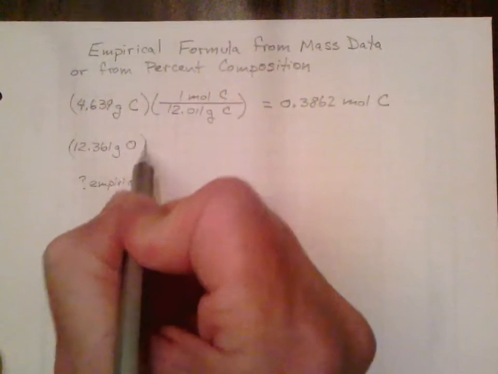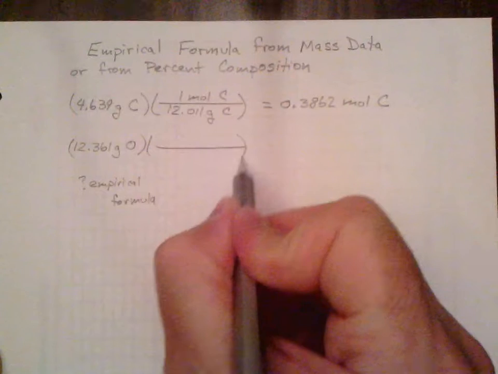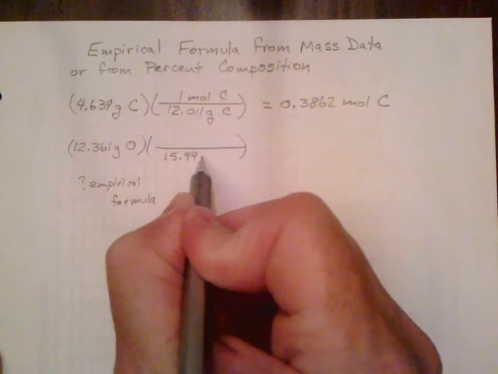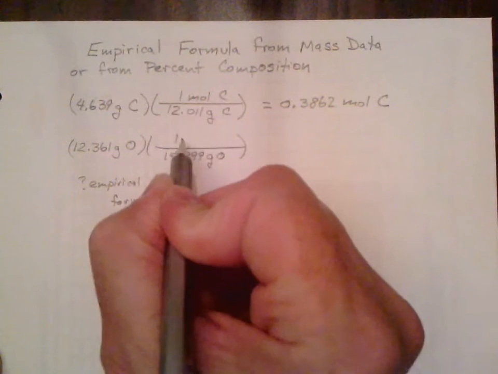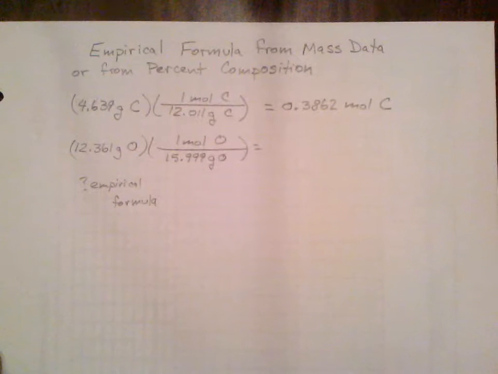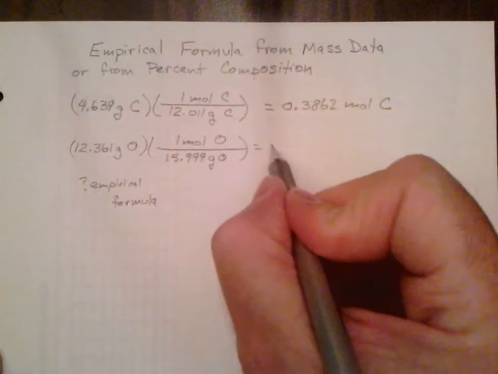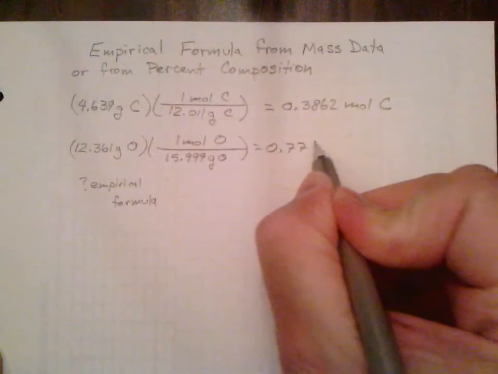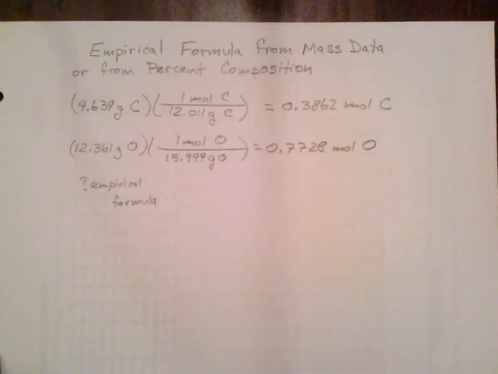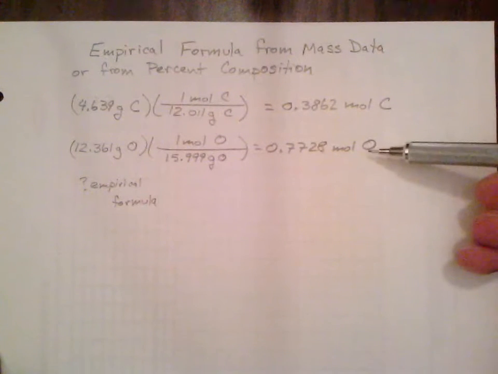Similarly, for the oxygen, we're going to calculate the number of moles, dividing by the atomic mass of oxygen, 15.999 grams in 1 mole. And that gives us 0.7728 moles of oxygen. So this tells us that our sample had this many moles of carbon and this many moles of oxygen.